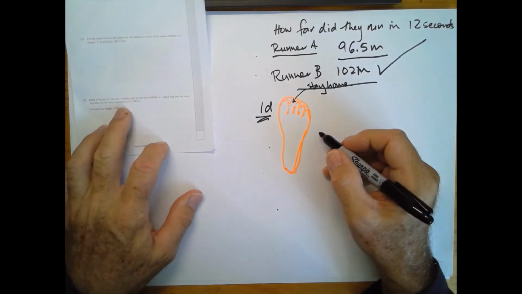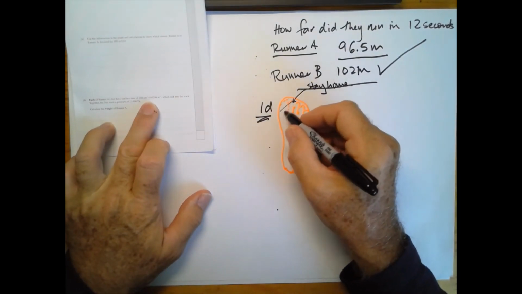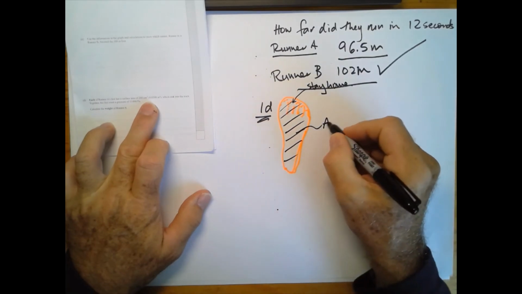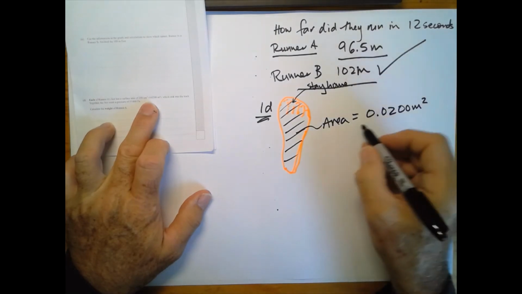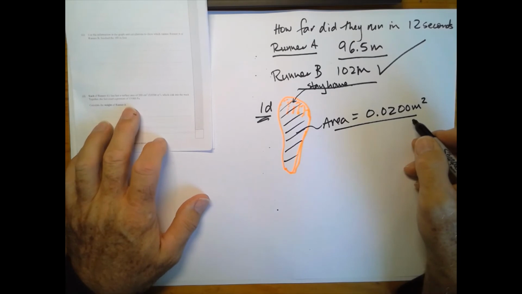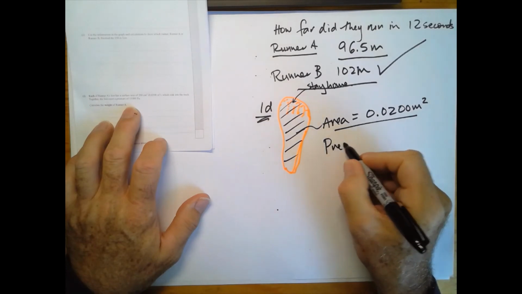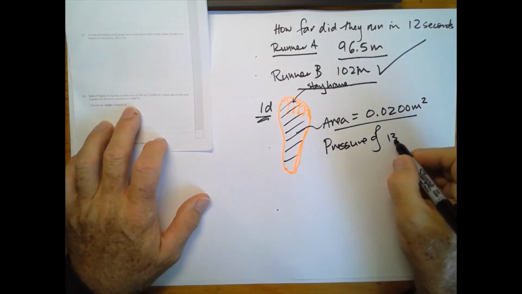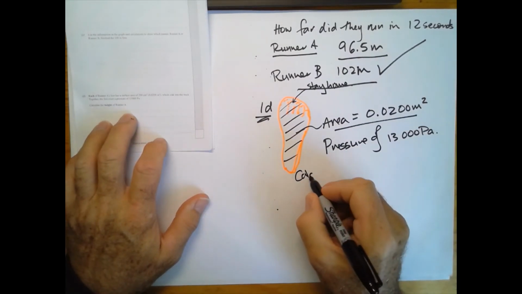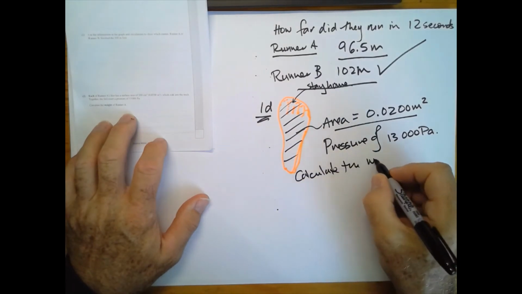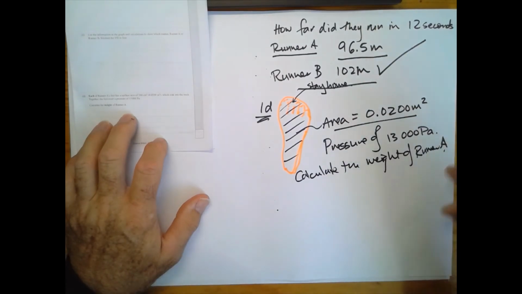Okay, each of runner A's feet has a surface area of 0.02 meters squared, which sink into the track. Together the feet exert a pressure of 13,000 pascals. Calculate the weight of runner A. Calculate the weight of runner A.